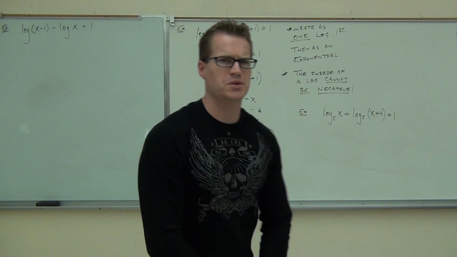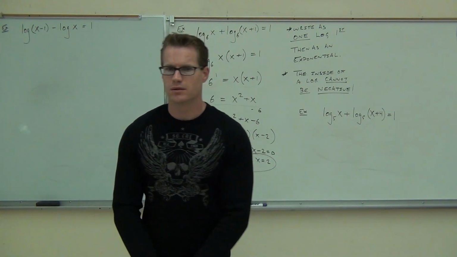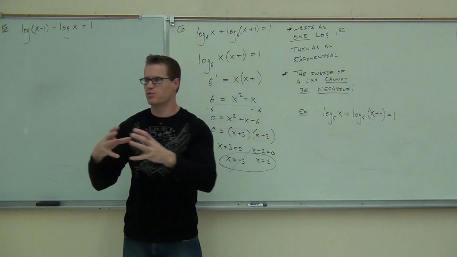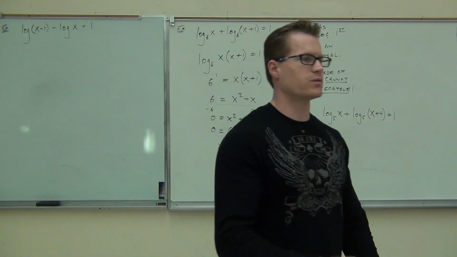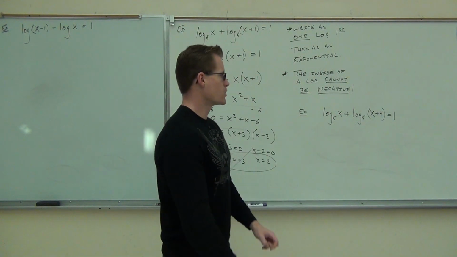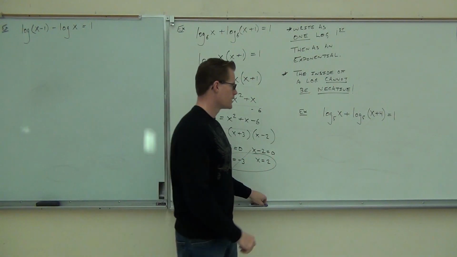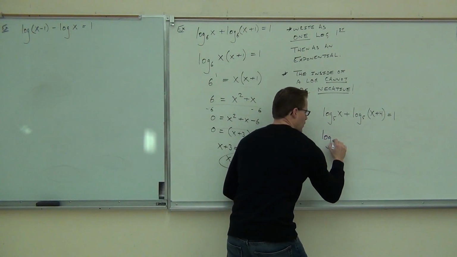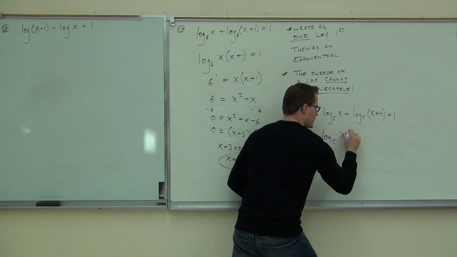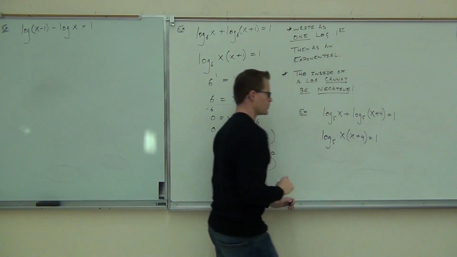Hey, what's the first thing you're supposed to do on these equations here? Rewrite it. Okay, good, because unless we have one log, we're really kind of stuck. So hopefully you did that first. If you haven't, go ahead and rewrite that as one log first. When you have the addition between logs, we're multiplying the inside of those logarithms. So your very first step should be log base 5 still, x times x plus 4 equals 1.